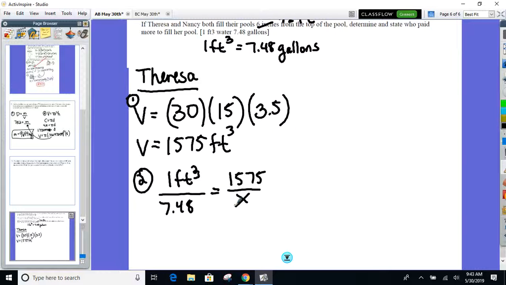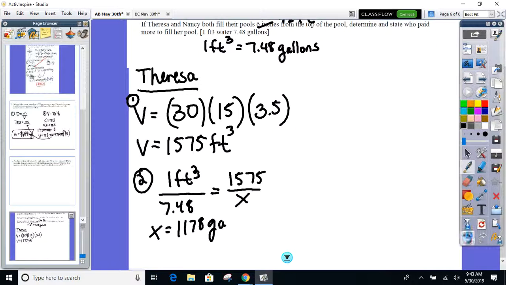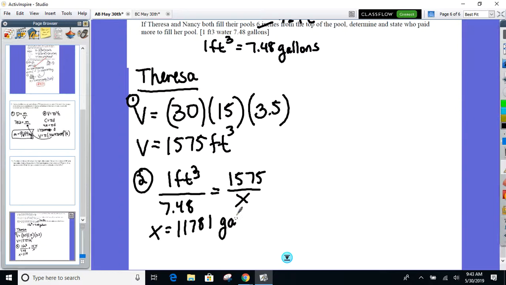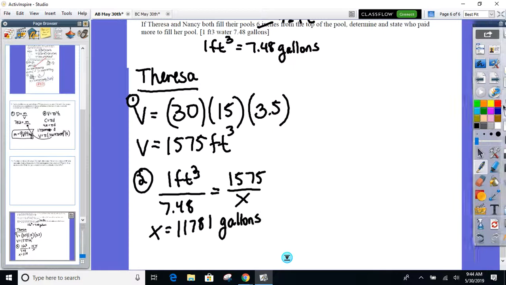So how many gallons is she going to have? You guys getting 11,000? Oh, sorry, I forgot a digit. 11,781 gallons. Any issues yet? Because this might be the hardest part at the end, figuring out how much you're going to get charged. So that's how many gallons.